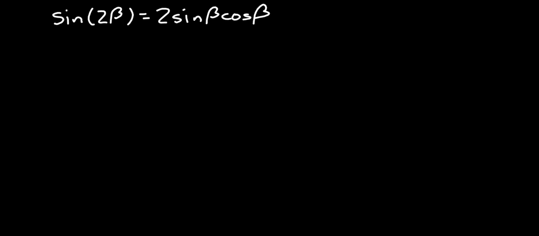So we've learned that sine 2 beta is equal to 2 sine beta cosine beta. Double angle formula for cosine, and also we know that cosine 2 beta is equal to cosine squared beta minus sine squared beta.